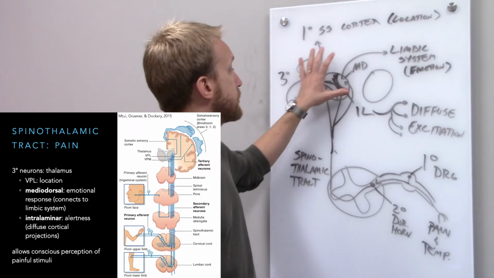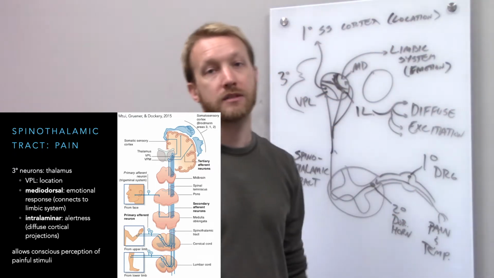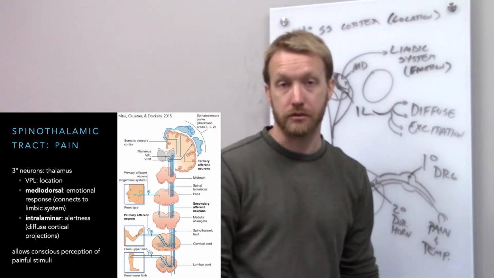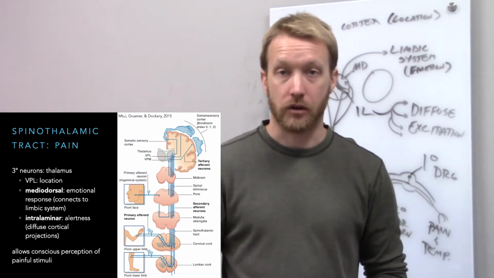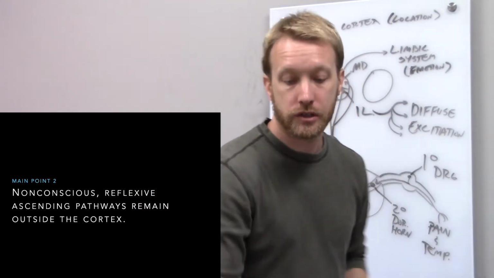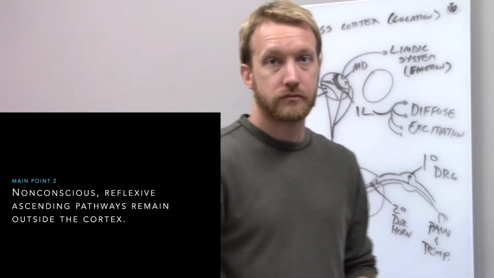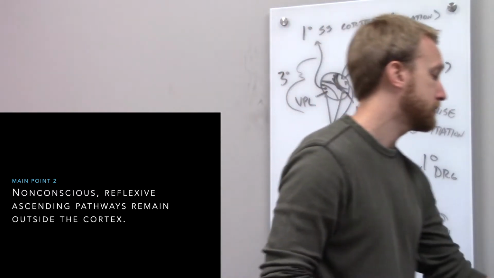Collectively, these three thalamic nuclei affect different parts of the cortex to produce all the different aspects of painful perception. We know where it is, we don't like it, and it gets our attention. So those are our two conscious tracts there. Now let's move on to the non-conscious tracts.